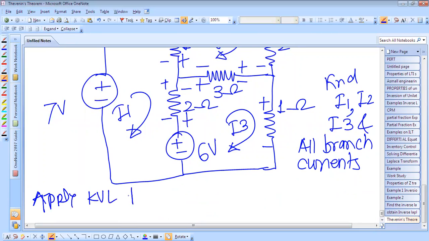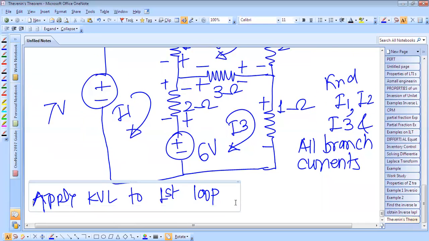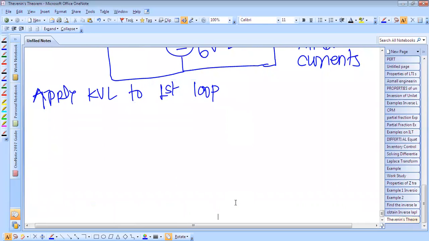Apply KVL to first loop. So if you go in this direction, I1, there is a fall in potential, minus sign, minus 2I1, okay.